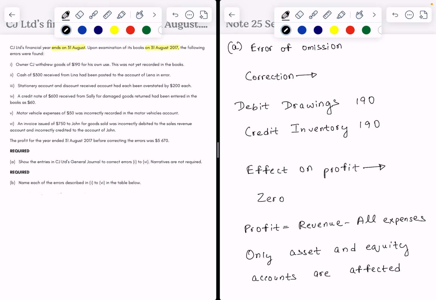Exams. Today we have got a practice question where we are identifying the types of errors and also preparing the necessary journal entries to correct these errors. We will also understand how the profit is affected after these errors are corrected.